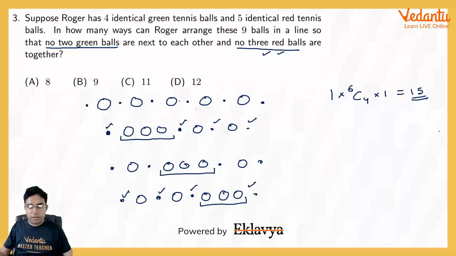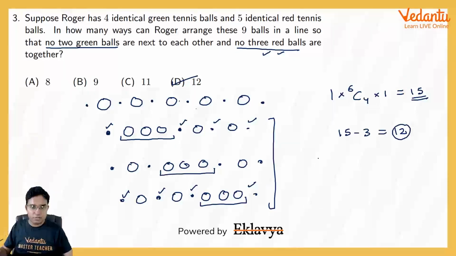So there will be 3 ways in which these green balls will not be together, but 3 red balls will be together. So I have to subtract 3 from 15. So my answer will be 12 for this question, that is D. This question was, I will say, average, because this thing that no 3 red balls are together is a little tricky. Otherwise the question is fine.